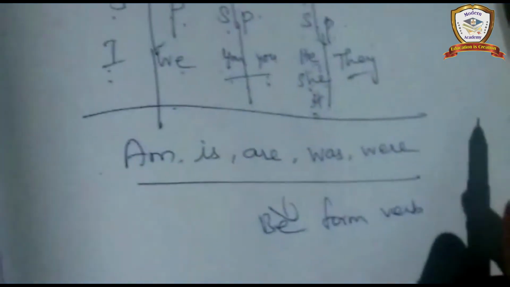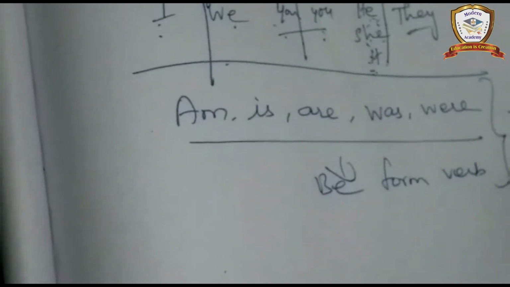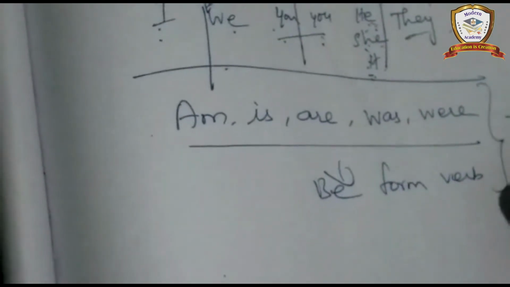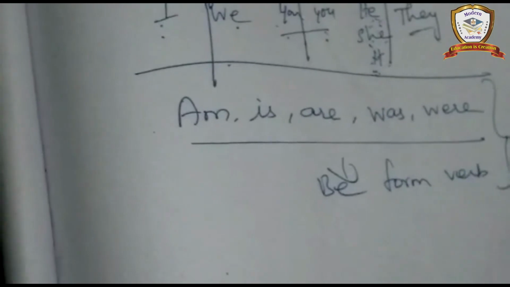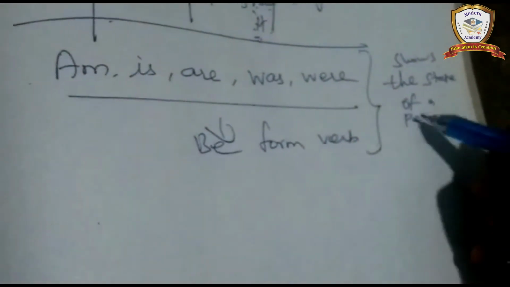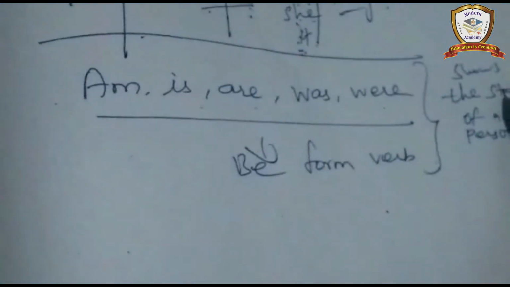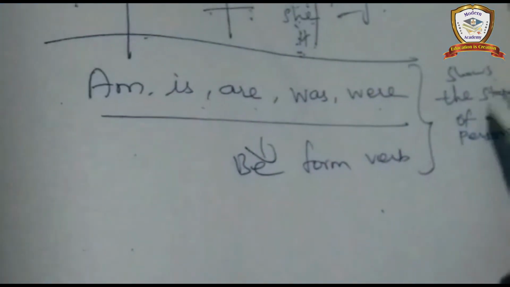Okay, so actually what do these words do? Surely they show the state of a person. Okay, actually am, is, are, was, were, these are called be form verbs. What do they show? They show the state of a person.